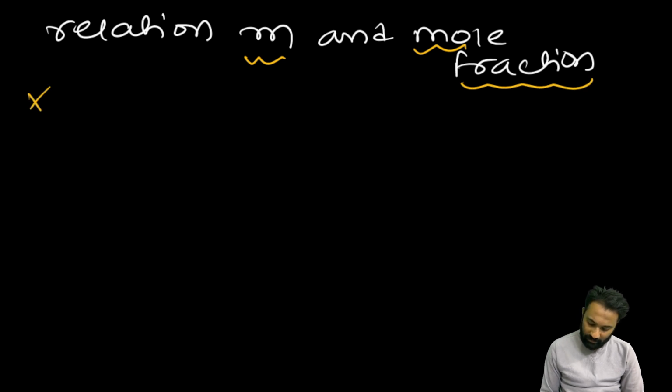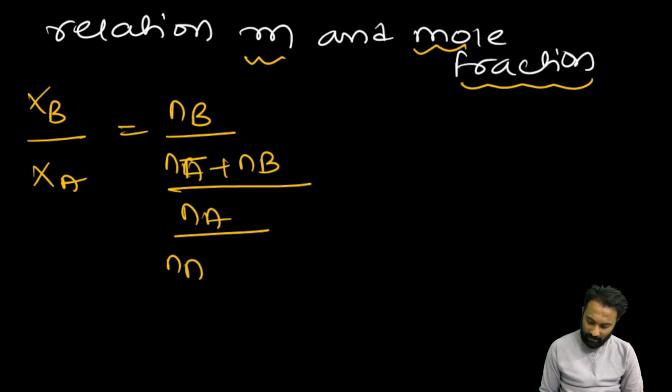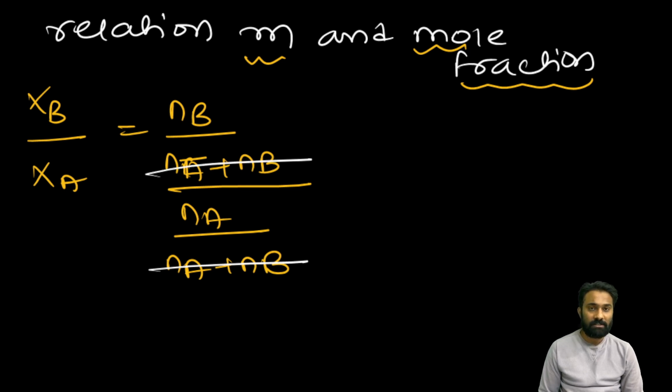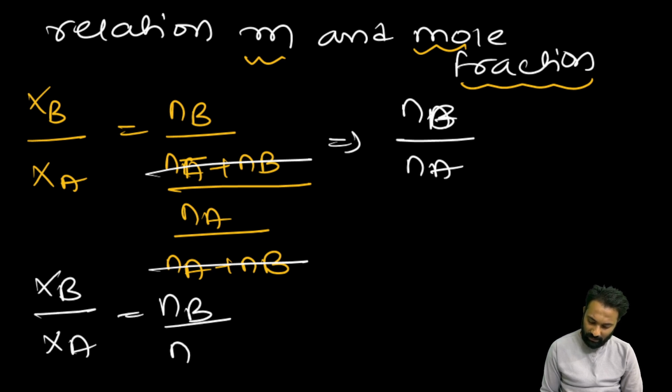Here, I was taking chi B by chi A. What is the meaning of chi B by chi A? Chi B is nothing but nB by n total, nA plus nB. I will take nA plus nB by nA by nA plus nB. Then this nA plus nB and nA plus nB will be cancelled. Then the formula will be nB by nA. Can I say chi B by chi A will be equal to nB by nA? Clear? Now remember this one.